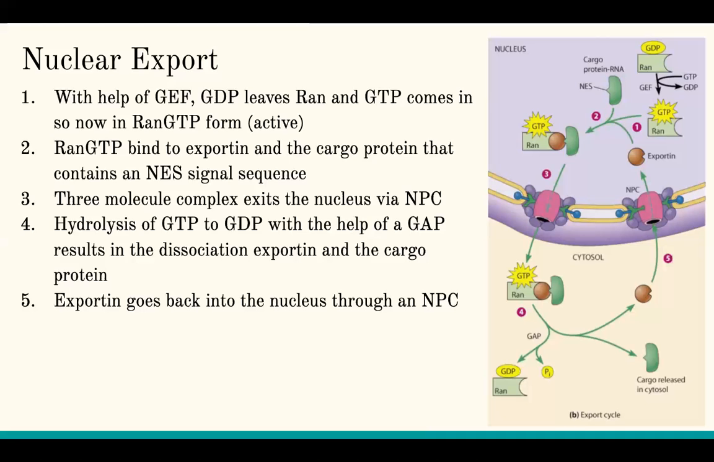Does anyone have any questions? It's pretty similar to nuclear import, just that difference there. No? Okay. Cool. Yeah, so just like Rachel said, that's the main difference, that you have that triple complex forming with the RAN GTP, the exportin, and the cargo protein. Whereas an importin is able to bring the cargo protein into the nucleus alone without the help of RAN. Yeah, so any questions there?